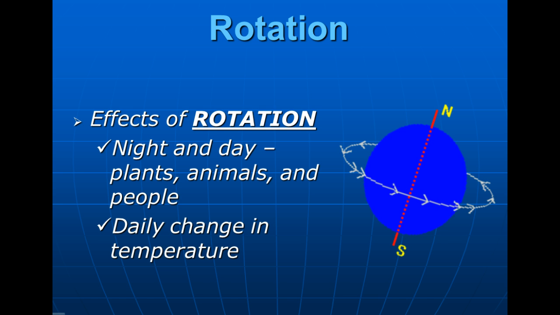Ask anyone that works midnights. No matter how dark you make the room where you sleep, it's nearly impossible to get high quality sleep during the light of day. People's bodies have an internal clock. They're used to sleeping at night. So again, this is caused by the rotation of the Earth on its axis.